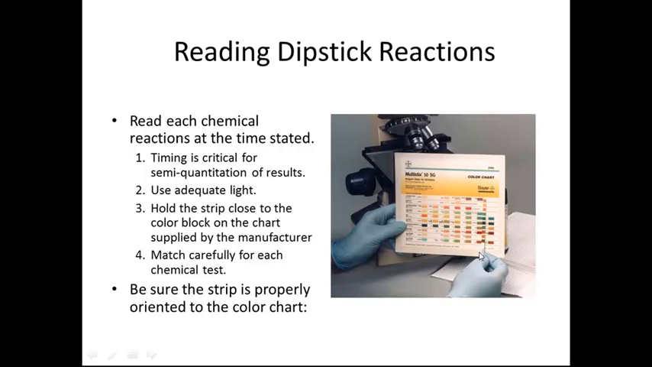So hold the strip close to the color block on the chart supplied by the manufacturer. What I oftentimes will do as I'm reading these, and this goes rather quickly, and then there's a break before we read the leukocytes at the very end, is I will only note in my head the abnormal results. The ones that are not normal, I will note those in my head, so then when I've completed this, I quickly write down what was abnormal, and then I know that everything else is normal.